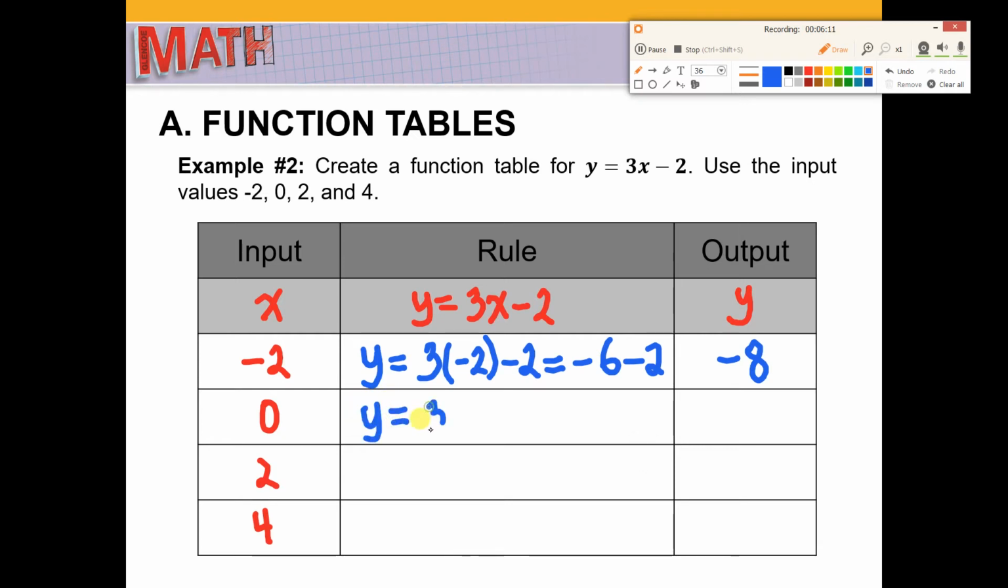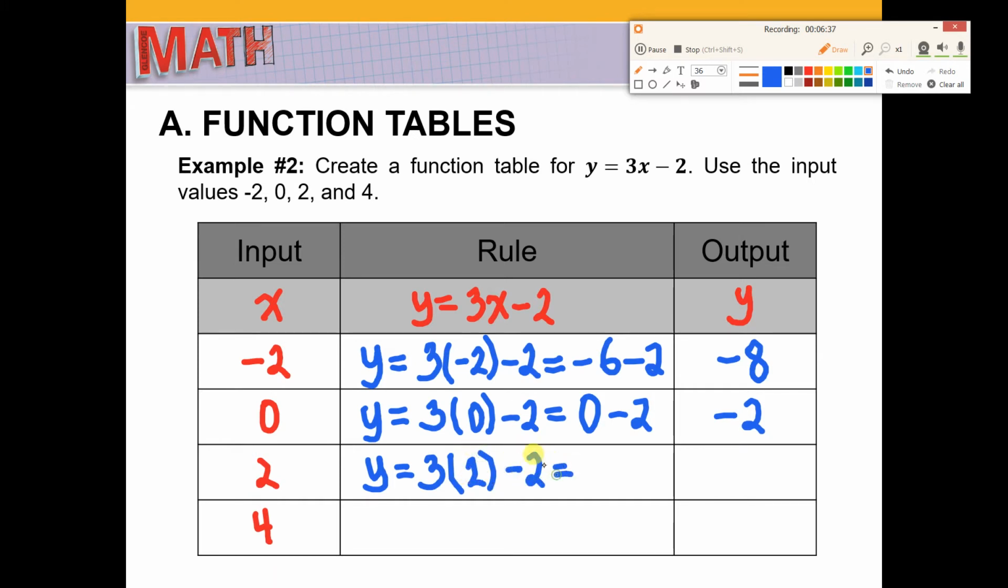Y is equal to 3. Then we will exchange x with 0 minus 2. 3 times 0 will be 0. Then copy minus 2. 0 minus 2 will be negative 2. Next, we have y equal 3 times 2 minus 2. So that would be 3 times 2 is 6 minus 2. The answer would be 4.